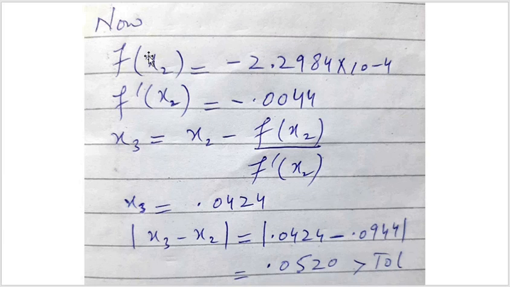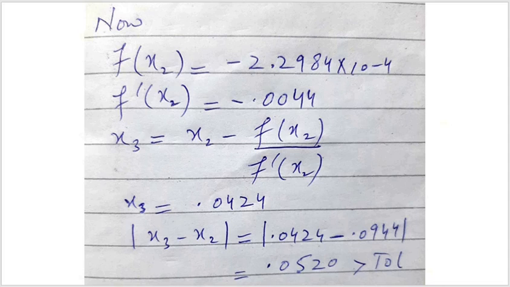So now f of x2 is equal to this one, f prime of x2 is equal to minus 0.0044 and x3 is equal to x2 minus f of x2 over f prime of x2, and x3 is equal to 0.0424. And now students, just check the error. X3 minus x2 is equal to 0.0424 minus 0.0944 and the answer is 0.0520. And once again students, this is greater than the tolerance.